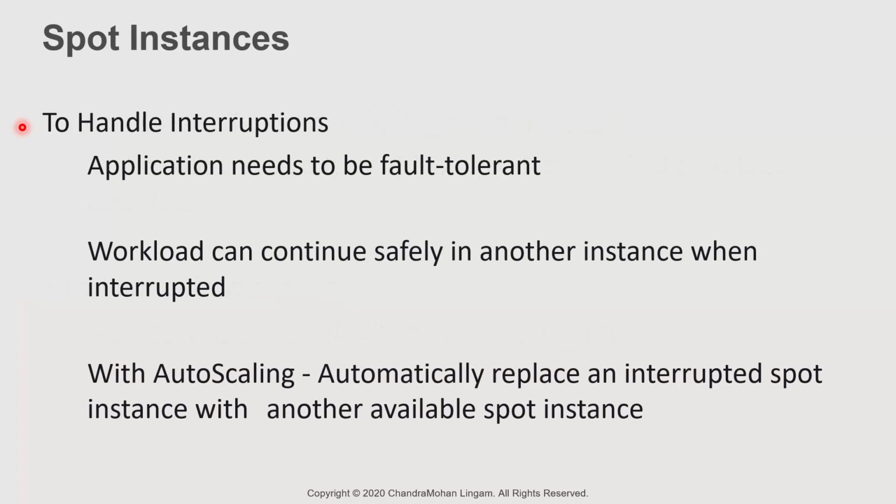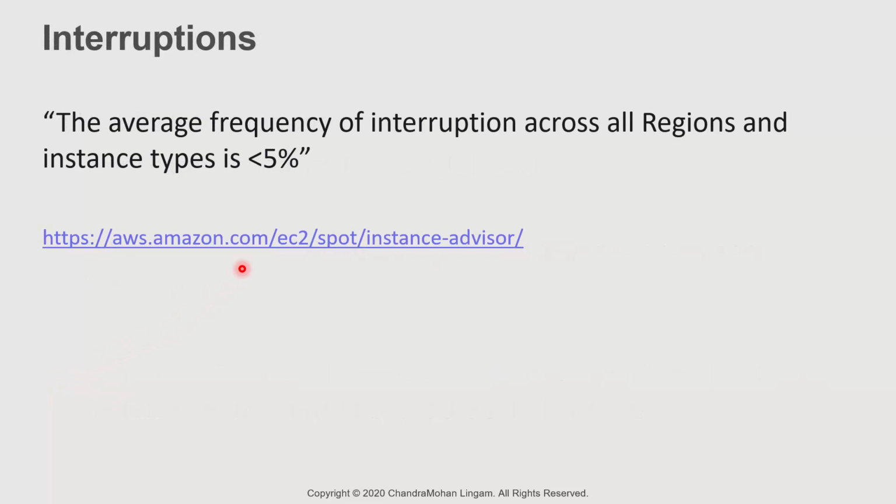Your application also needs to be fault-tolerant. That is, workload can safely continue in another instance when interrupted. When you combine Spot with other services like autoscaling, you can automatically replace an interrupted Spot instance with another available Spot instance. According to AWS, the average interruption frequency is less than 5% across all regions and instance types.